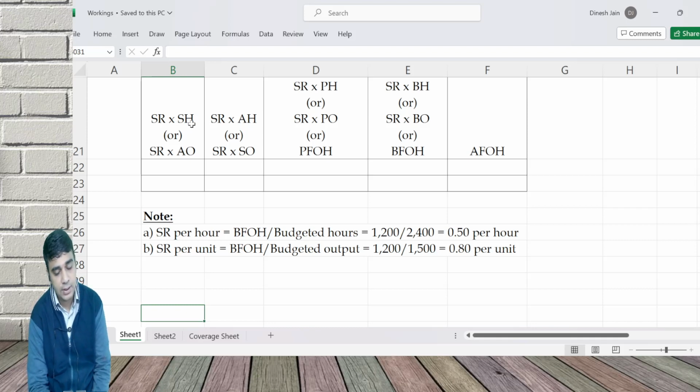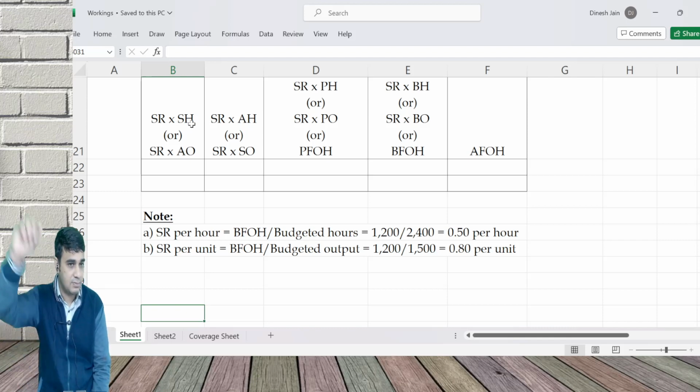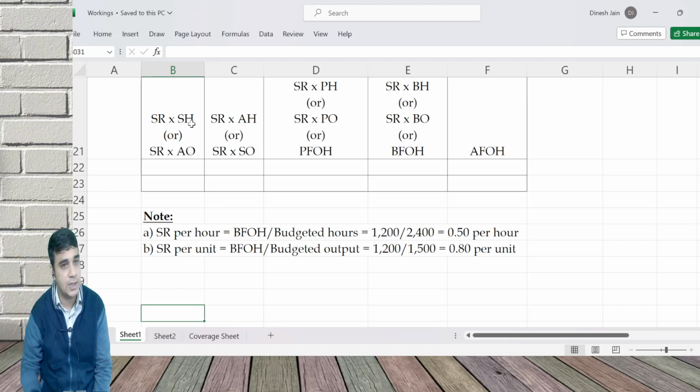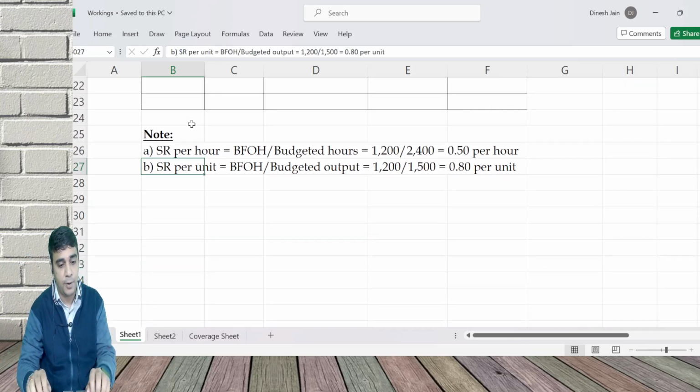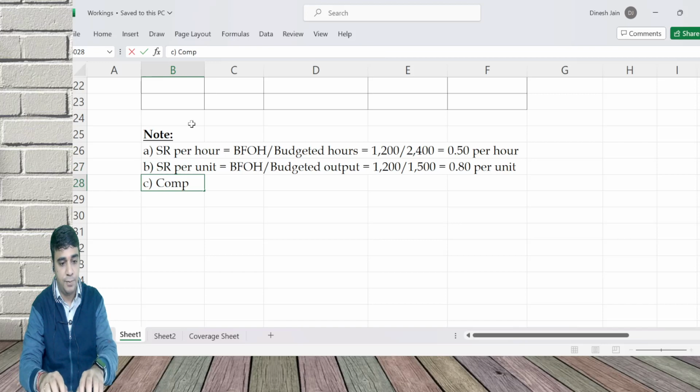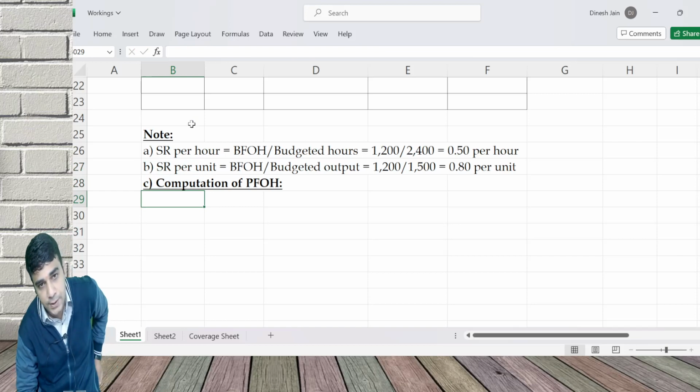The fixed overhead variance calculation is all very simple. Just that sometimes students confuse themselves with the formula. That is where the chart came into the picture. Using the chart, you should be in a position to do it faster and in an easy manner. Any doubts? Then point number C, computation of PFOH.